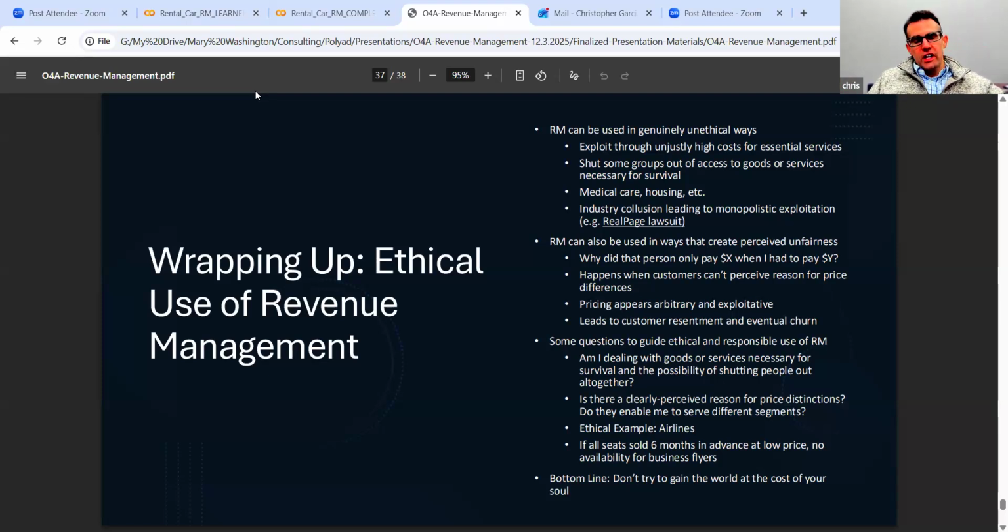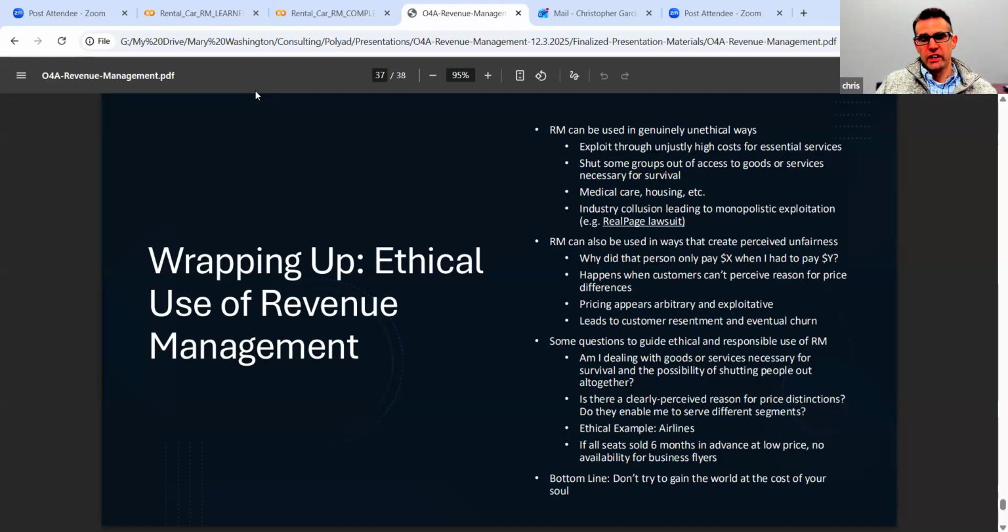But what about some other things that are necessary for survival, right? What if we shut some groups, in the name of profit, out of access to goods or services that are necessary for survival? I'm talking about things like maybe medical care or housing. This is where you have to think about the ethical implications a little bit more. Another way that revenue management can be used is industry collusion, leading to monopolistic exploitation.